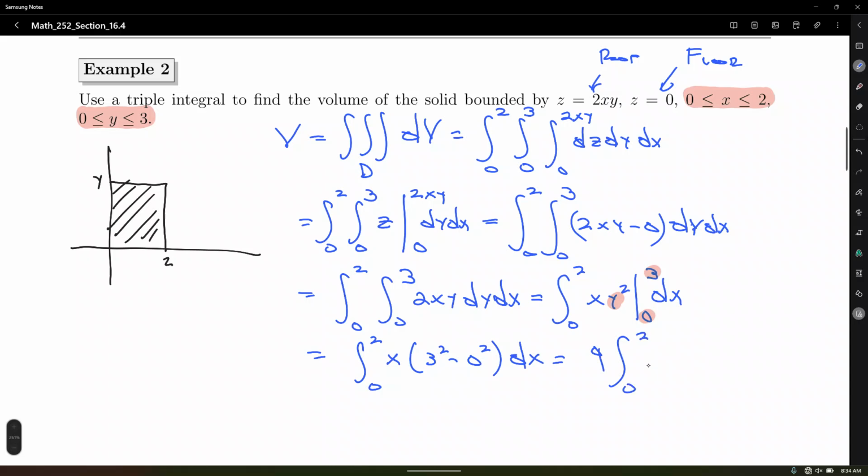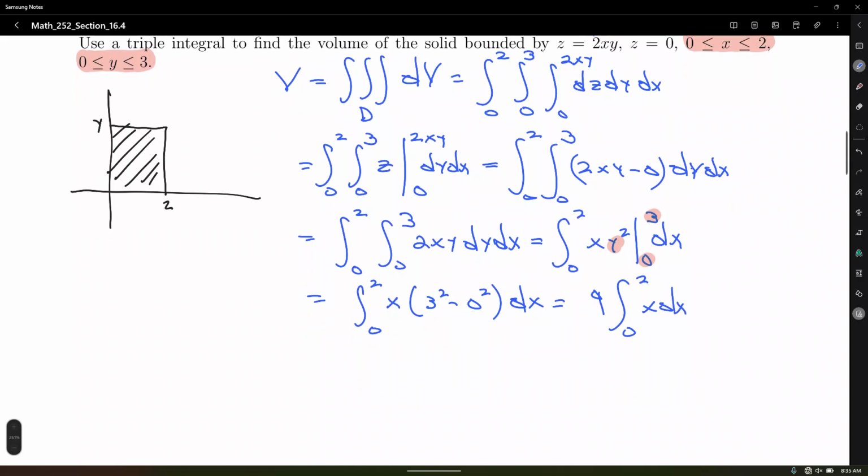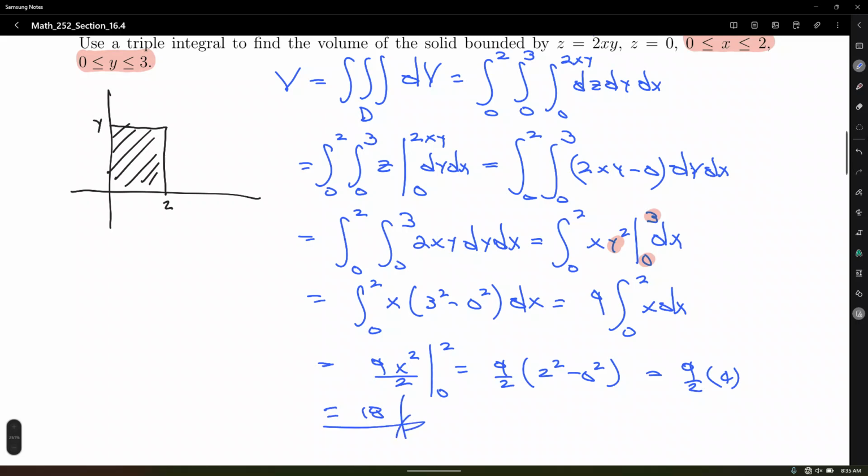9 times the integral from 0 to 2 of x dx, and integrate with respect to x. Just the general power rule. That equals 9 times x squared over 2 from 0 to 2. That means 9 halves times 2 squared minus 0 squared, which is 9 halves times 4. 4 over 2 is 2, and 2 times 9 is 18. That equals 18 units. Depending on the context of the situation, it could be inches cubed, maybe centimeters cubed. We don't know anything about it.